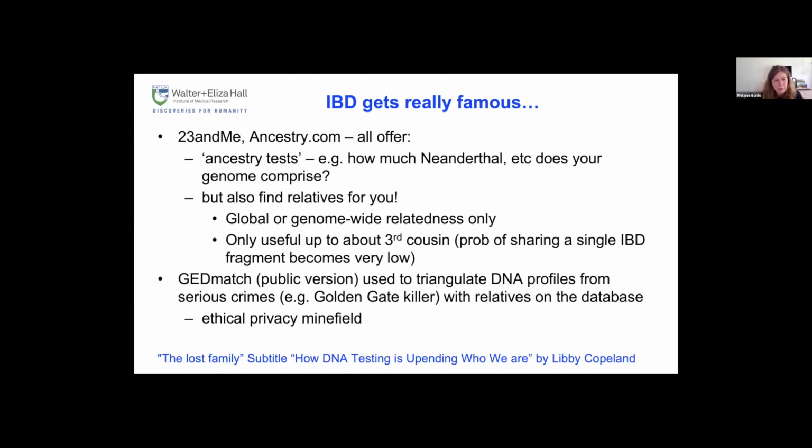It's really interesting. Look, if you're interested in this IBD stuff and the 23andMe, then I would recommend this really nice, relatively recent book by Libby Copeland from the US, called The Lost Family, and the subtitle is How DNA Testing is Upending Who We Are. That describes a lot of the stuff that I've talked about here, but in a kind of more soft science way, and describes it very nicely, but also really goes into the ethical minefield that this kind of work leads to. It's a really interesting read.